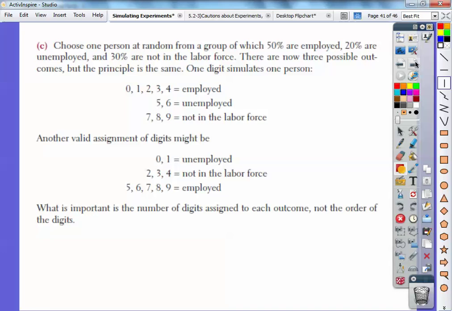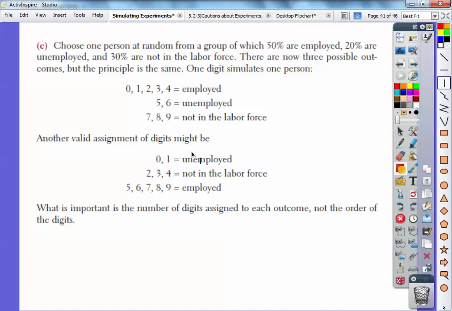Okay. So choose one person at random from a group of which 50% are employed, 20% are unemployed, and 30% are not in the labor force. Since these are all nice cutoffs, 50, 20, and 30, I can use 1 digit. Here are 5 numbers that would represent 50%, here are 2 numbers that would represent 20%, and this would be my 30%.